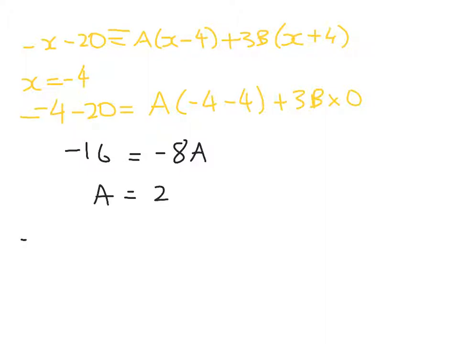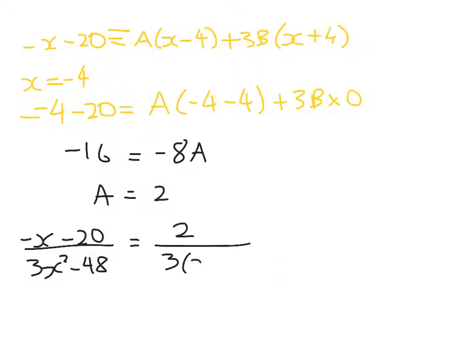So we're done, and we need to just write out our answer nicely. Negative x minus 20 over 3x squared minus 48 is equal to 2 over 3 times x plus 4 minus 1 over x minus 4. So that's the first example.